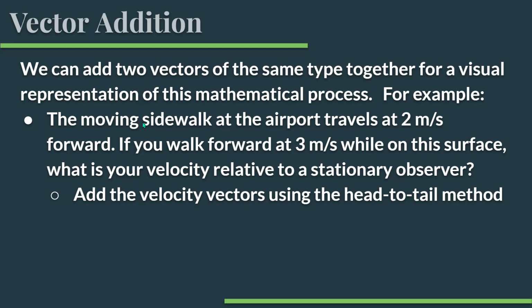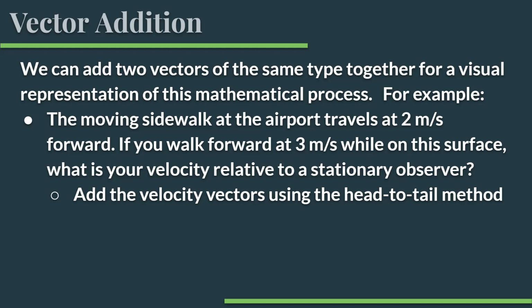The moving sidewalk at the airport travels 2 meters per second forward. If you walk forward at 3 meters per second while on this surface, what is your velocity relative to a stationary observer? So if the sidewalk's already moving and now you're moving on it, you can figure out how fast you'd be going, but you're going to add the two together.